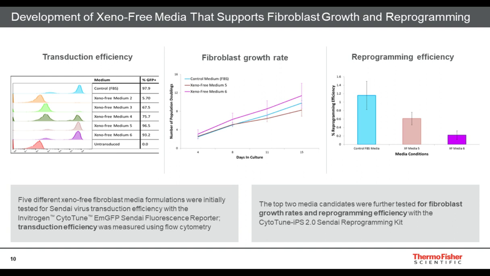Then after we evaluated the transduction efficiency in the media, we looked at how the fibroblast growth rate performed. And as you can see in the middle graph, there's a number of days in culture where the fibroblast growth rate is good. It's all really comparable for candidate 5 and 6. After that, we wanted to make sure that the reprogramming efficiency was comparable. As you can see on the right-hand graph, you have the SBS in blue, candidate 5 and candidate 6 for the media conditions, and candidate 5 giving a better reprogramming efficiency.